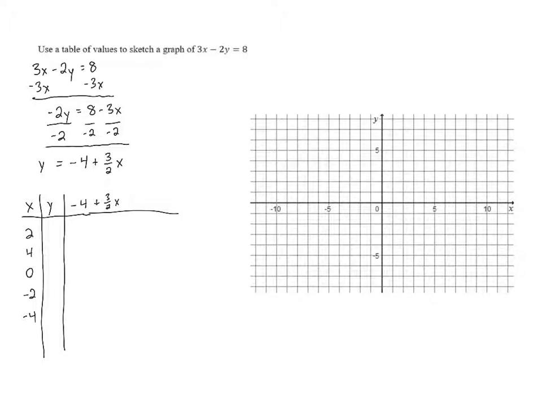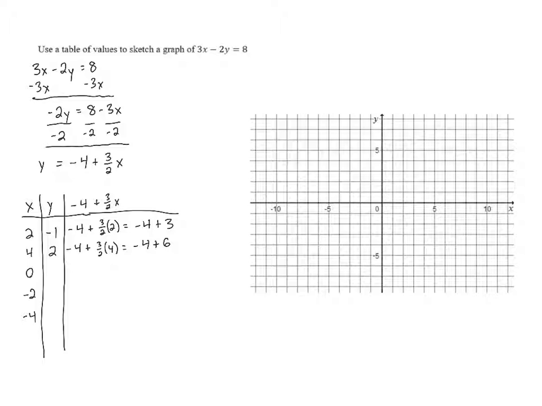So let's start with 2. Let's plug it in. Negative 4 plus 3 halves times 2. We've got negative 4 plus 3 halves times 2 is 3. And negative 4 plus 3 is negative 1. Then let's plug in 4. Negative 4 plus 3 halves times 4 is going to end up being 6. And negative 4 plus 6 is positive 2.